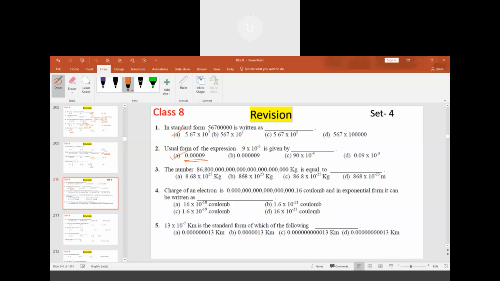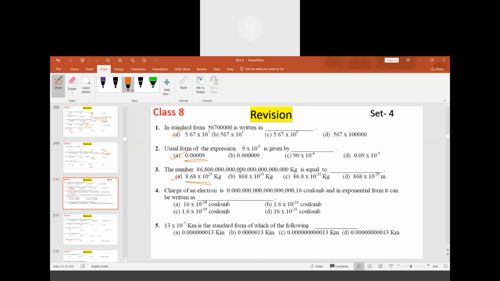Here you count one set of zeros: 3, 6, 9, 12, 15, 18, 21. Option A. 4 plus 1, option A, sir. By seeing the options, you should know.